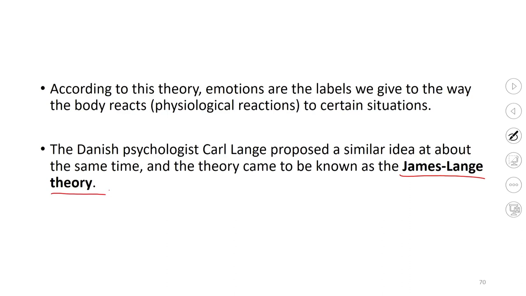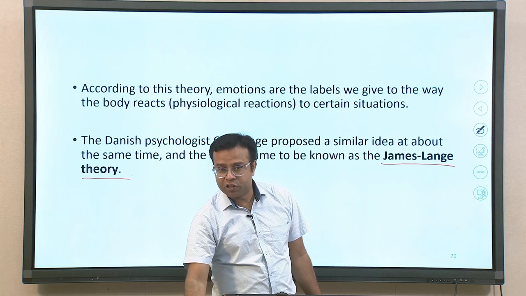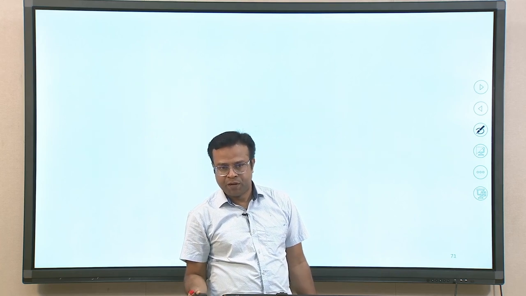Initially, interestingly, most of the theories were actually given by two people. Most of them were doing independent research and the ideas were similar. So, two people combined together to give one particular theory. We will see later also, similarly, two people came together to give one theory. So, this was a kind of trend at that time. So, this is called the James Lange theory.